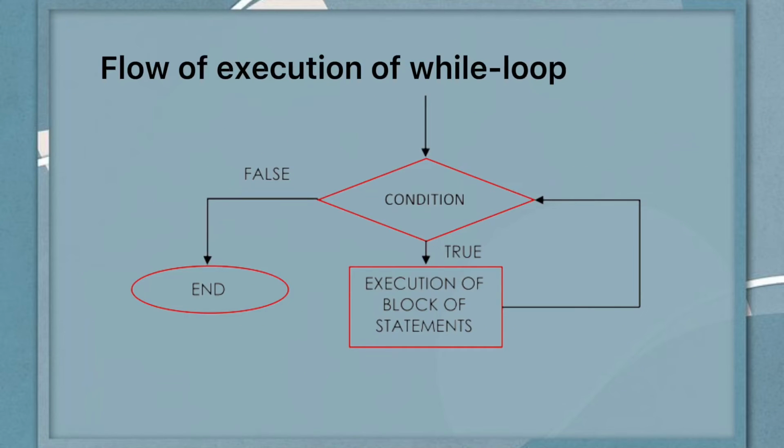Flow of execution of while loop. It goes to the condition where it is evaluated whether or not it is true or false. If the condition is false, the while loop is terminated. If the condition is true, it executes the block of statements. The increment-decrement part, which is part of the block of statements, when executed updates the loop counter, after which it goes back to the condition part where it is re-evaluated.